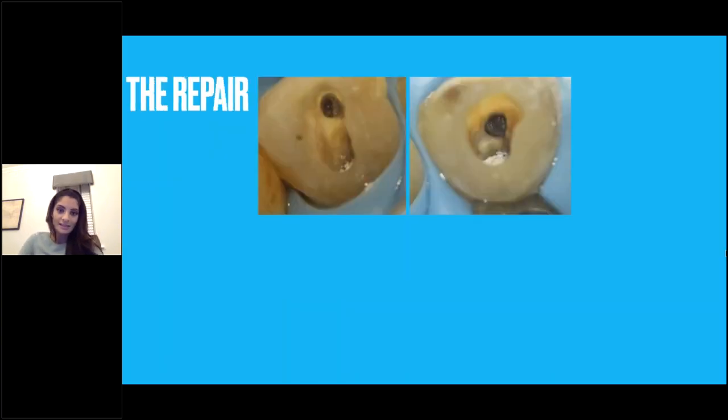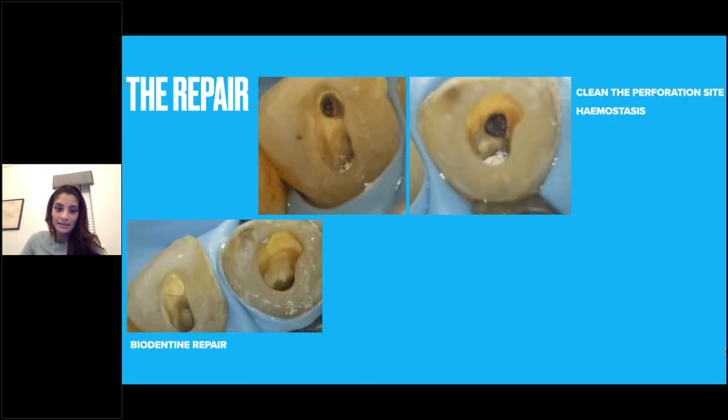So repairing this case. The first thing you have to do is clean the perforation site. We can see here I've removed any GP, any traces of sealer, to make sure that the site is nice and clean. We want to get good hemostasis because we can't put a perforation repair material over something that's bleeding. And here I've repaired both of those perforations with Biodentine.